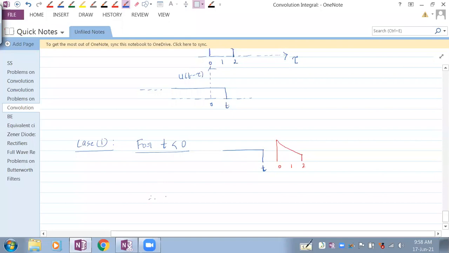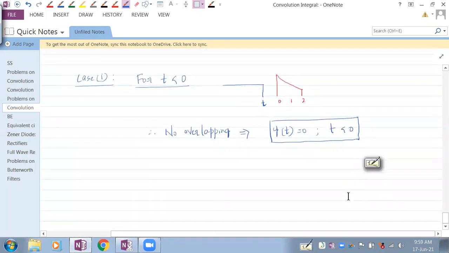So there is no overlap for t less than 0. So what we can say? No overlapping. This implies that y of t is 0 for t less than 0. Fine. So what is the next case? You can just tell that by seeing this. What is the next case? Case number 2.